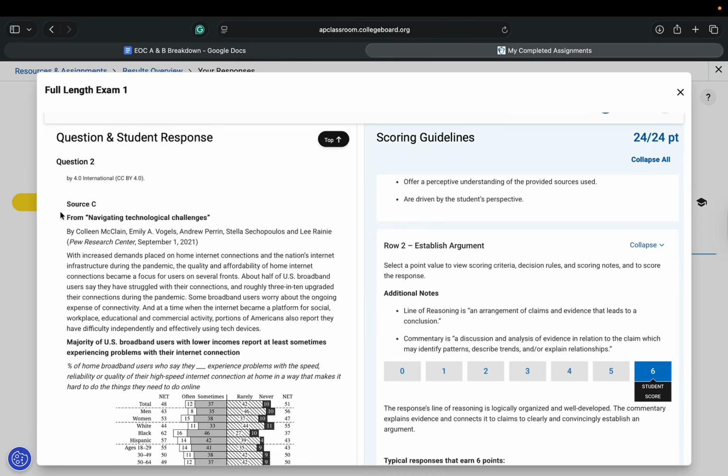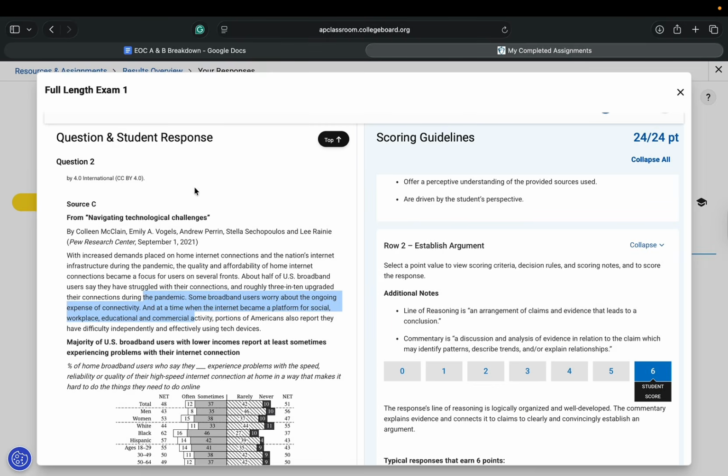Like they would introduce their main argument and then they would cite somebody, but the connection wouldn't really make sense. So to make this in line with row 2 for your line of reasoning, try to word things in a way where it will flow nicely into your argument and also make it make sense.